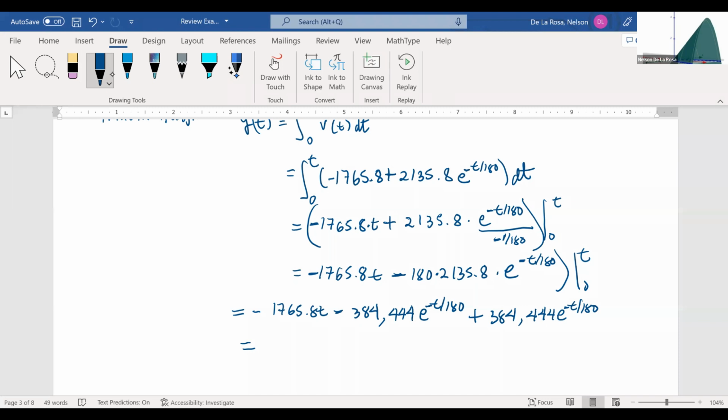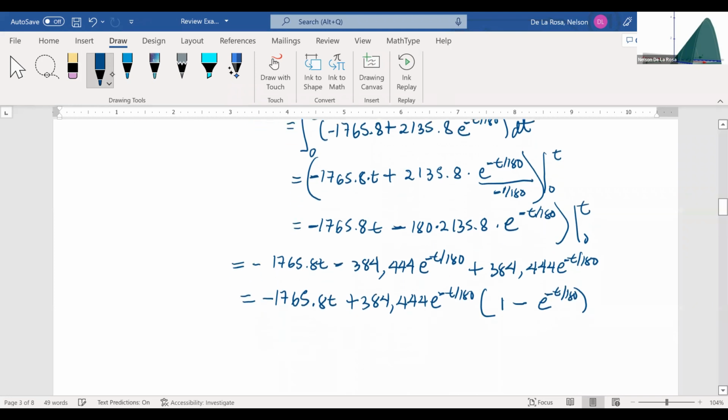and then to rewrite the expression, we can write it as negative 1765.8 t. We can take common factor the coefficient, which is 384,444, and the exponential, and then inside a parenthesis we're going to have 1 minus e to negative t over 180. So this is the expression for y of t, distance.